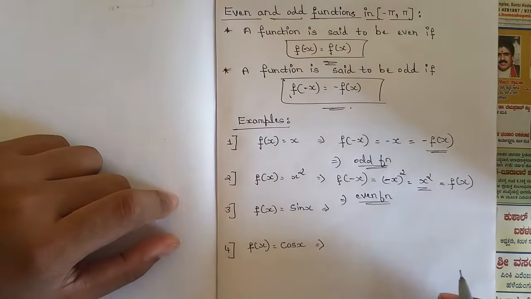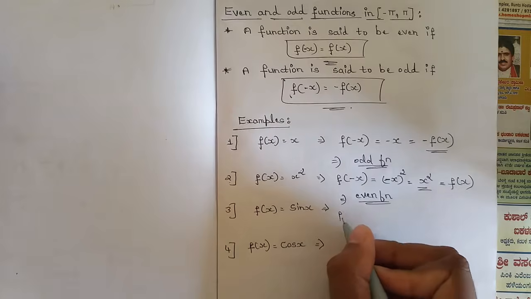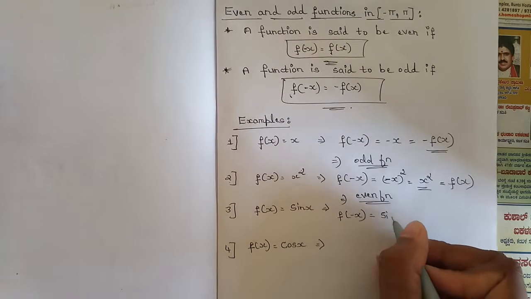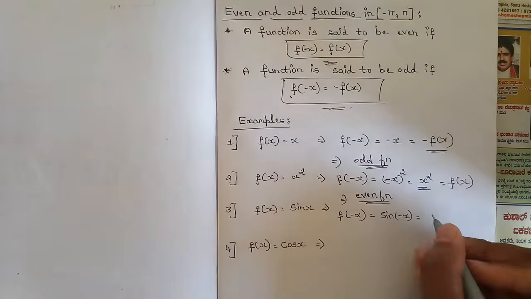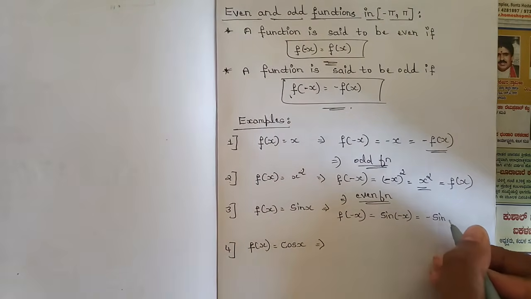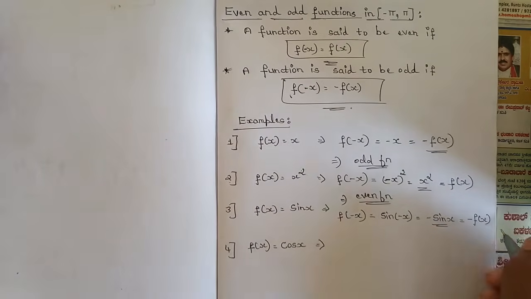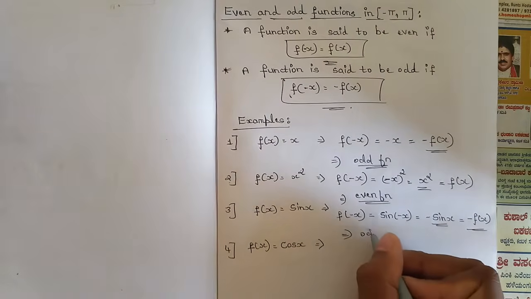The same thing, third example, let's take a trigonometric function sin x. f of minus x is equal to sine of minus x. We know that sine of minus x is minus sine x, which is equal to minus f of x. So we can say that by the definition it's an odd function.